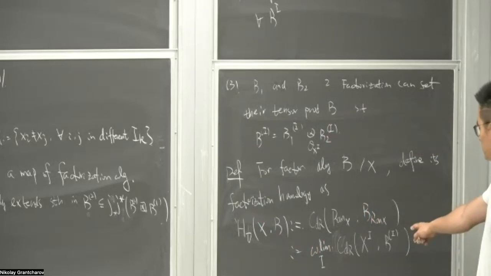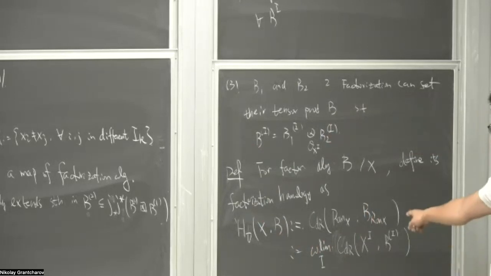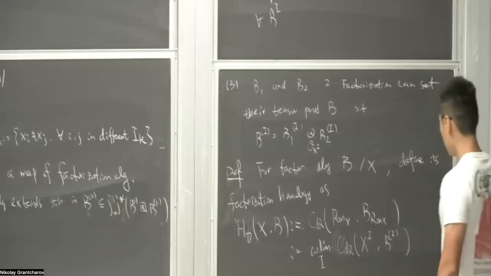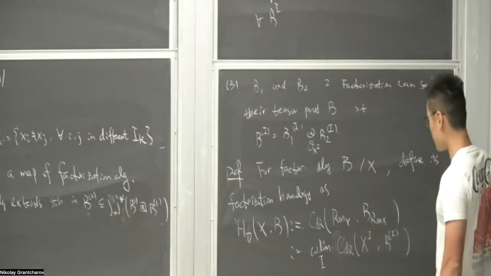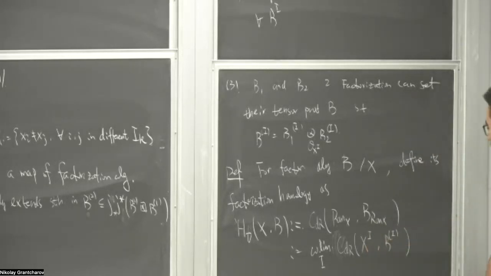X is proper. Oh, so I don't need that. But I think there's a general comment: in general, if it's not proper, then you need to take compactly supported cohomology, but compactly supported cohomology for D modules is not so good. You should work except for those D modules. But for us, okay.